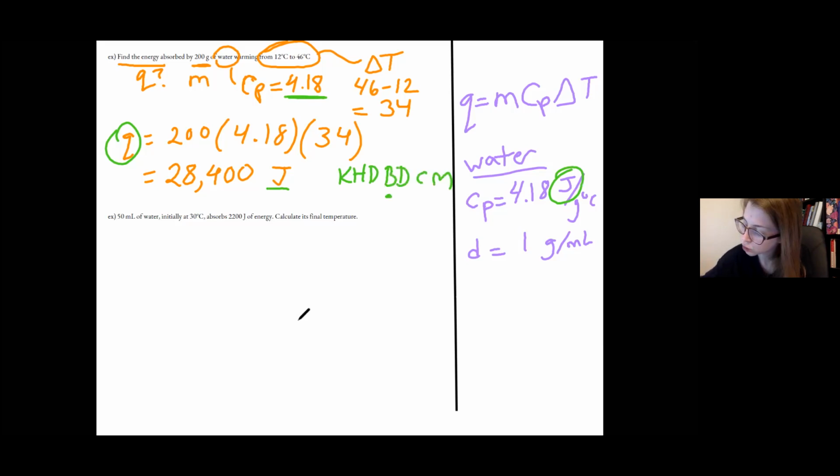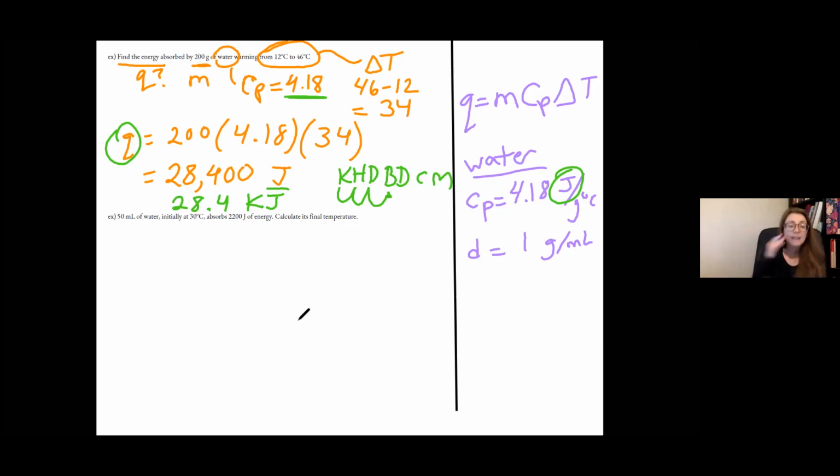So I currently have joules. I want to get to kilojoules. That would be moving the decimal 3 times to the left. So I could say 28.4 kilojoules. Again, you don't always have to do that. I just want you to realize how the two values are related. Either answer would be fine, 28,400 joules or 28.4 kilojoules.